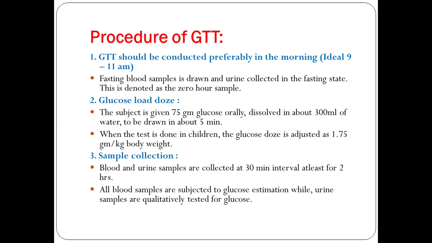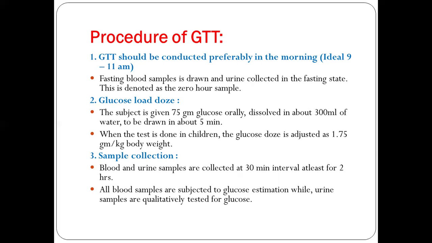When the test is done in children or lean individuals, the glucose dose should be adjusted. That means 1.75 gram of glucose per kg body weight we have to take. According to the body weight, we have to calculate and give that much amount of glucose to that child or lean patient.